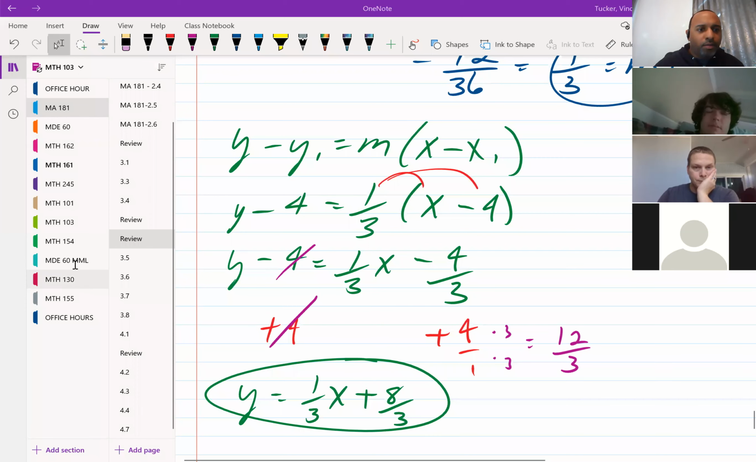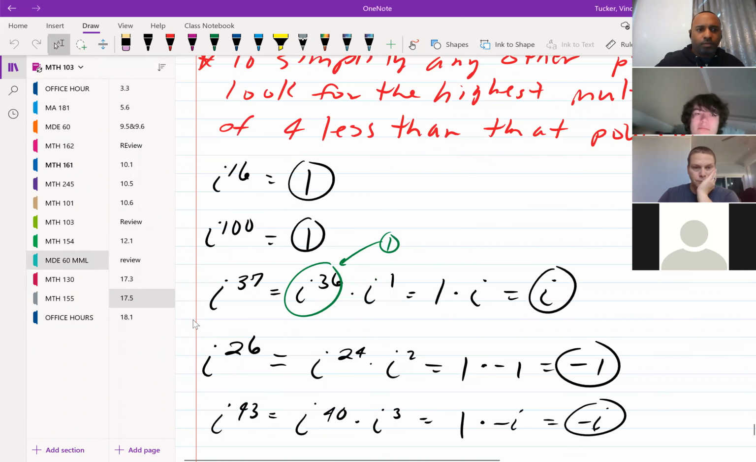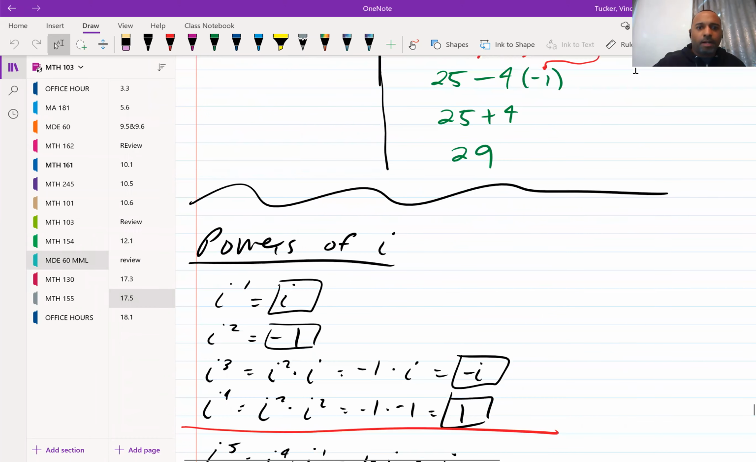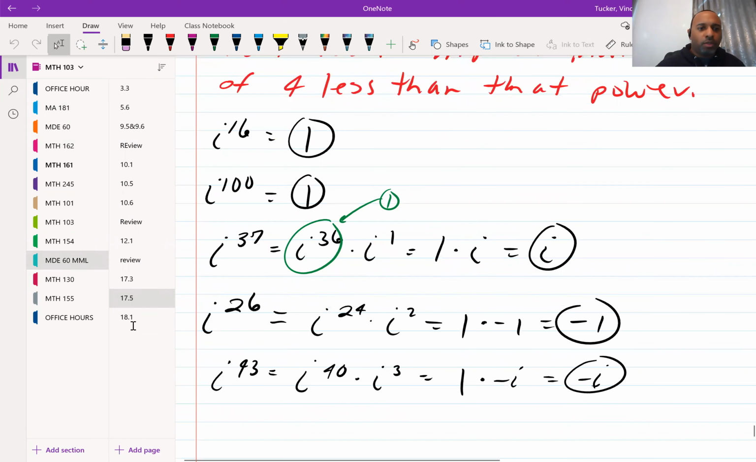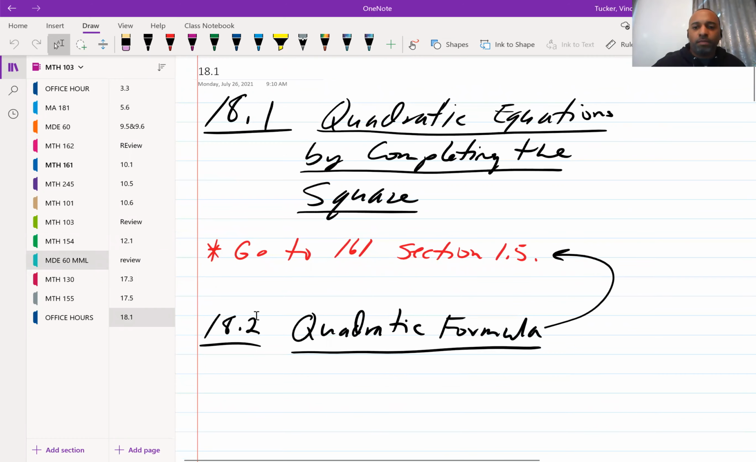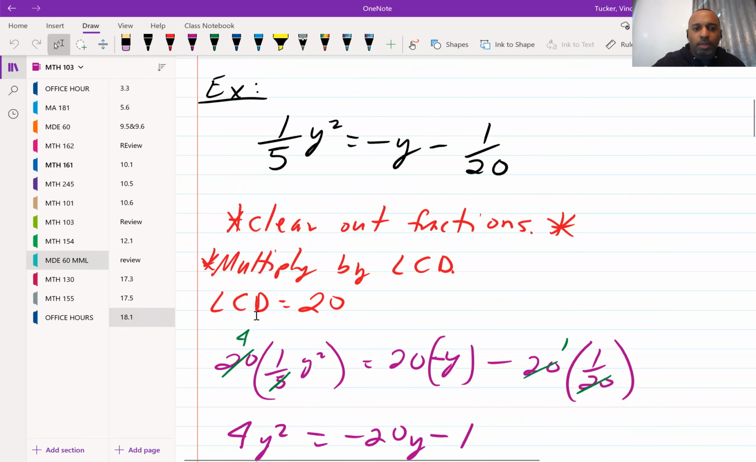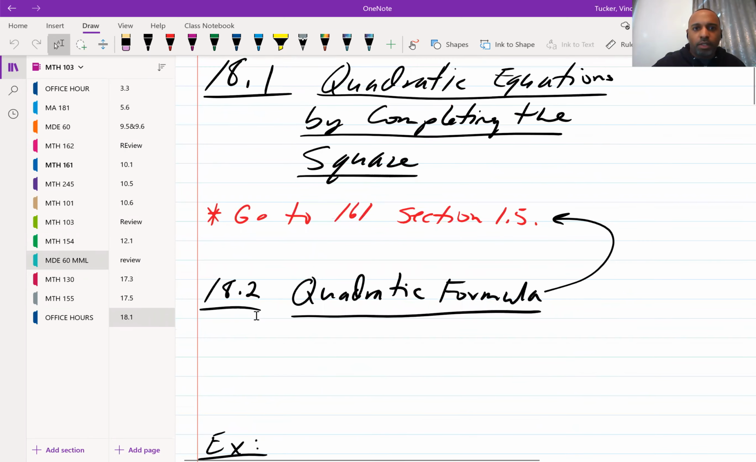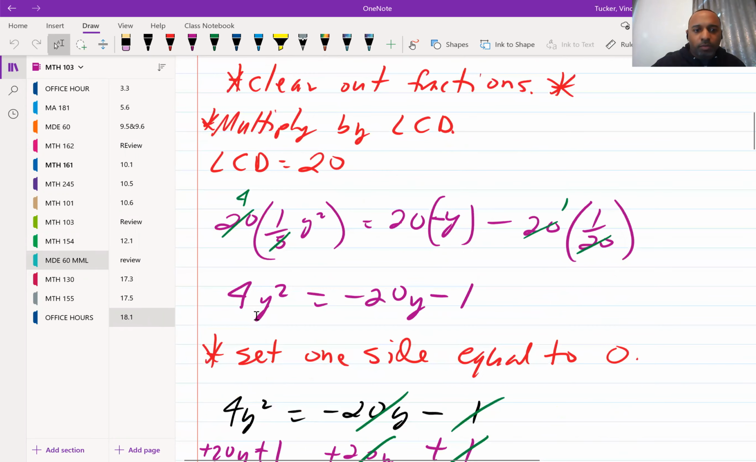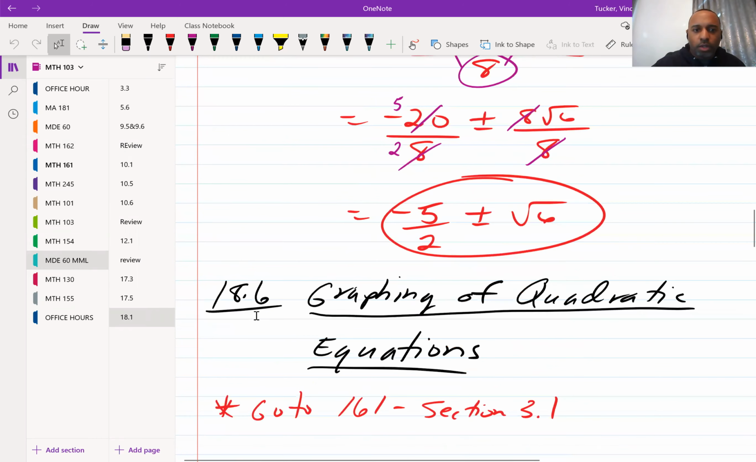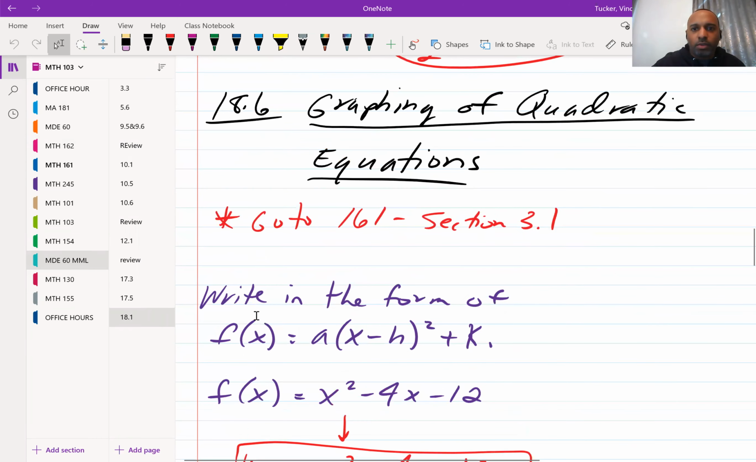All right. So let's see. We left off at 17.5. So we should be looking at 18.1 today. Just making sure my section. So we'll do 18.1 and 18.2.